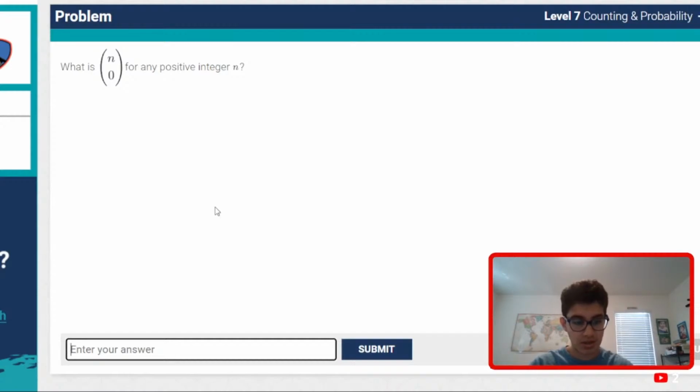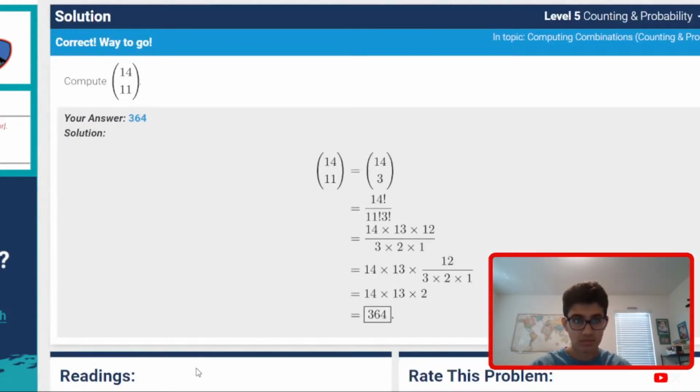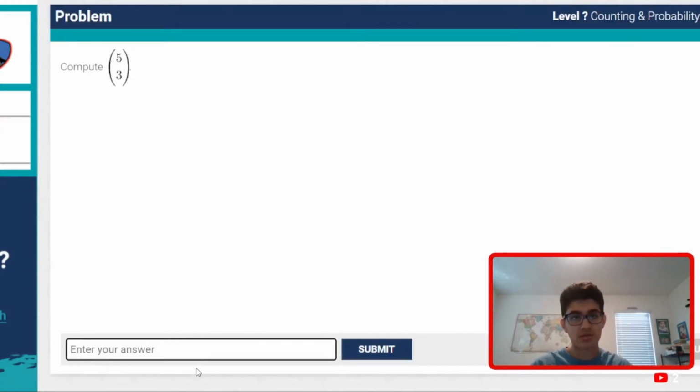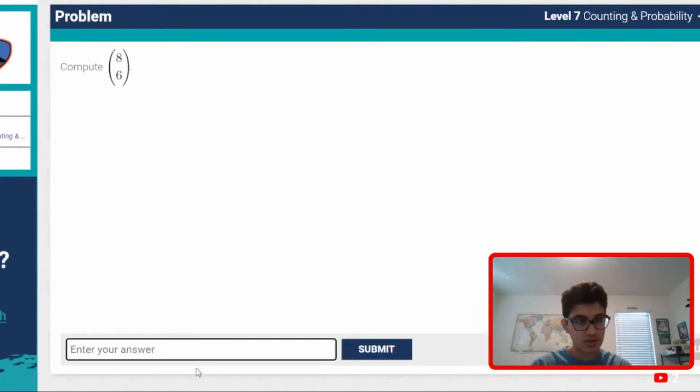What is n? So that will just be 1. 14 times 13 times 12 divided by 6. So this is 2. 14 times 13 is 169 plus 13, 182. Yeah, 182. 182 times 2, 364. Okay, 5 choose 3. 5 times 4 over 2, so 10. Compute 8 choose 6, so that's 8 times 7 divided by 2, so that's 28.